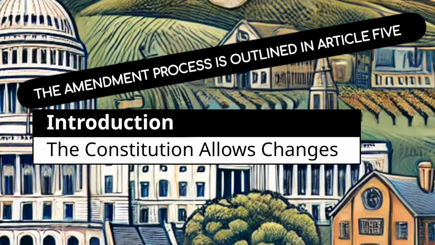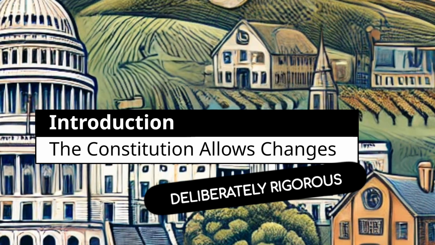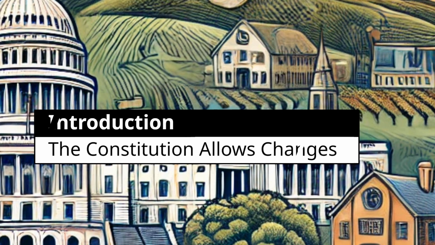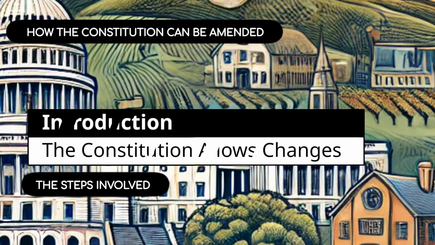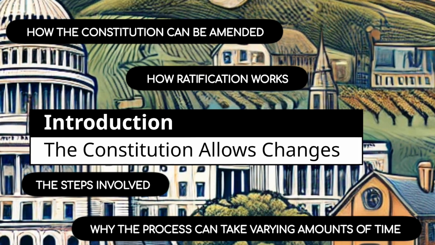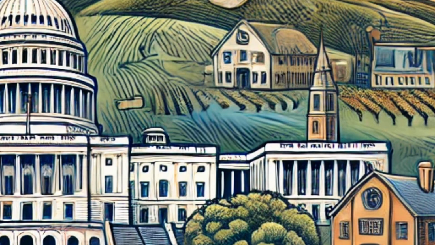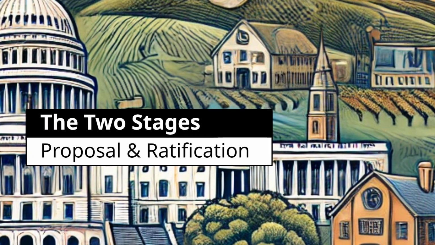The amendment process, outlined in Article 5 of the Constitution, is deliberately rigorous to ensure stability and a wide consensus while allowing for adaptability. Here, we'll dive into the details of how the Constitution can be amended, the steps involved, how ratification works, and why the process can take varying amounts of time. So, let's get started. The two stages, proposal and ratification.